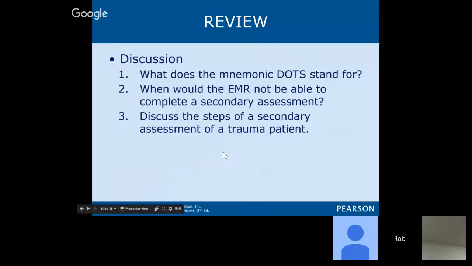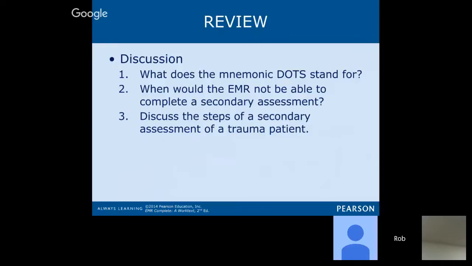What does the mnemonic DOTS stand for? Deformity, open injury, tenderness, and swelling. That's why you use it, because you're using it as you're doing your assessment. So it makes it easier than all the things I said, right? Especially if they've got a leaked out stomach and all that.